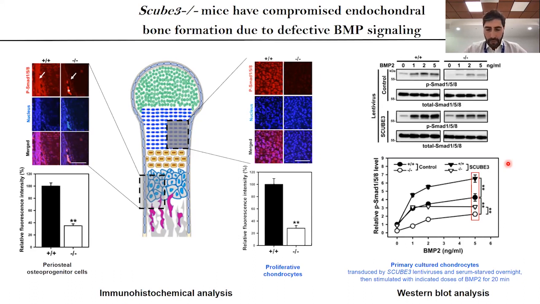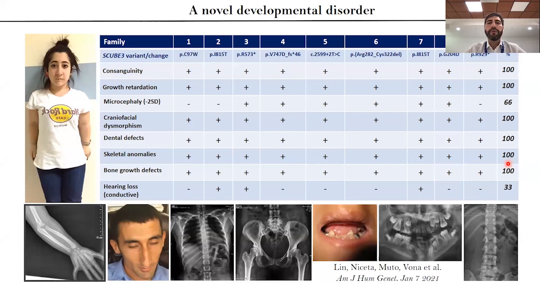So coming back to the phenotype in the next slide. So definitely we characterized a novel developmental disorder occurring in consanguineous parents, characterized by growth retardation, microcephaly, craniofacial dysmorphism, dental defects, skeletal abnormalities, and bone growth defect, and in some instances, even conductive hearing loss. This work has been published in the beginning of this year.